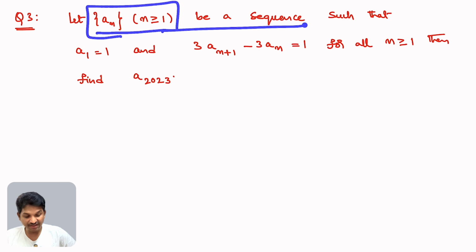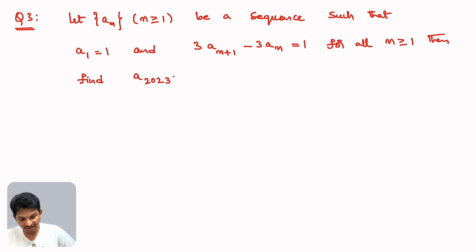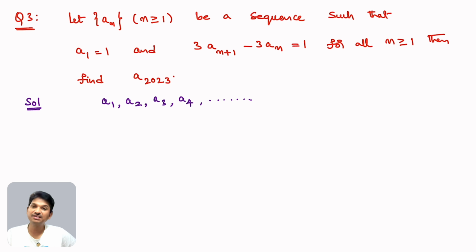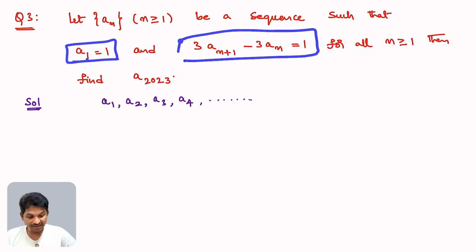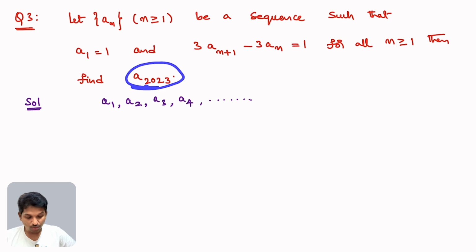A n is a sequence. They are saying it is a sequence. This means what exactly? A1, A2, A3, A4, like that. And they have given that A1 equals 1, and that it satisfies this condition for all n greater than or equal to 1. Then what is A 2023? That means they are asking for the 2023rd term.